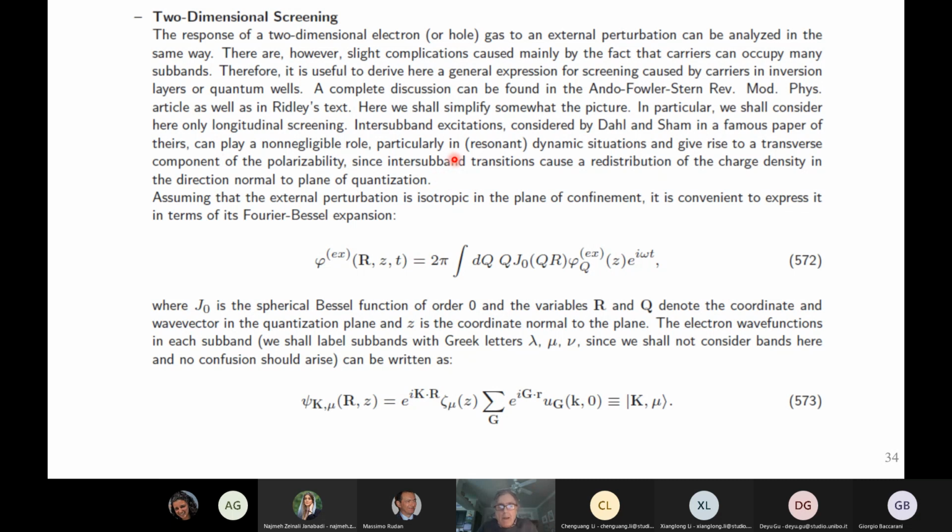That's my suspicion. Anyway, in 2 dimensions, things can be done in the same way that we did in 3D, with a little bit of a complication. In general, assuming that the perturbation is isotropic in the plane in which we are confined, in an inversion layer or in a quantum well for example, usually, rather than using a Fourier transform, one uses what I call a Fourier-Bessel expansion. Sometimes I see these called Hankel transforms, whatever name you prefer. So essentially what you do is you go to polar coordinates and you express it in these terms.